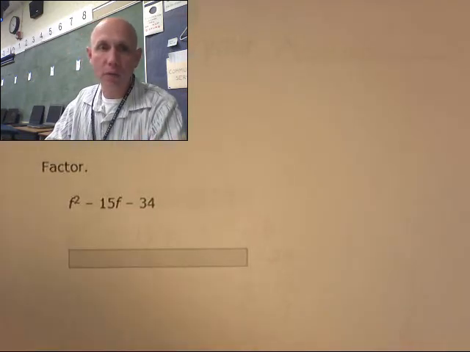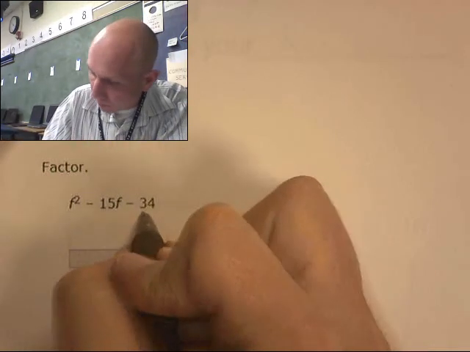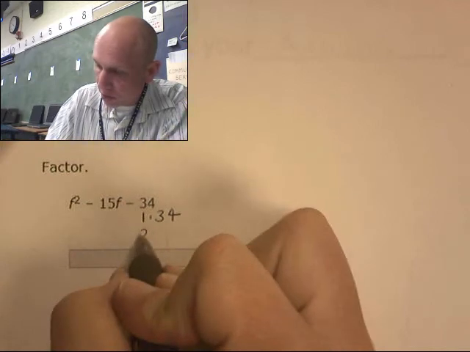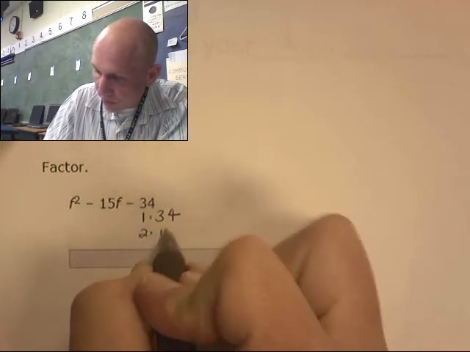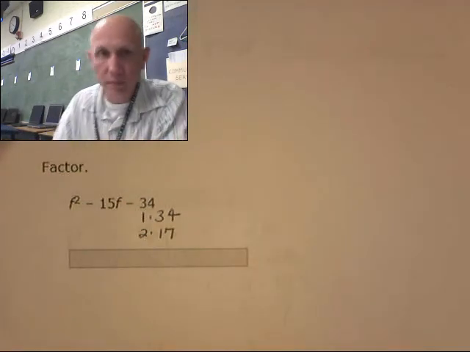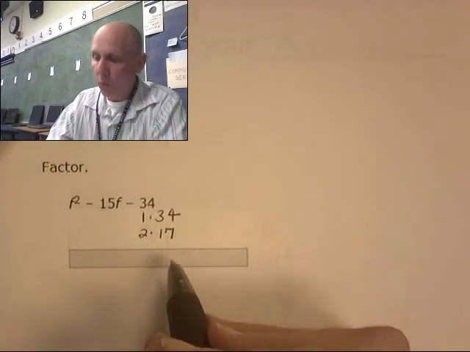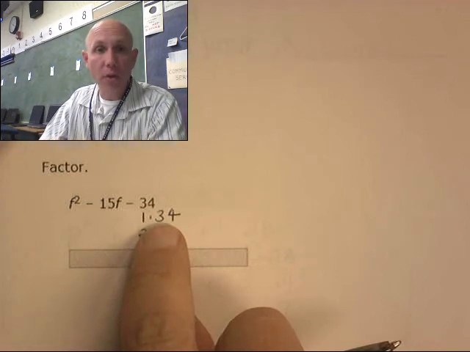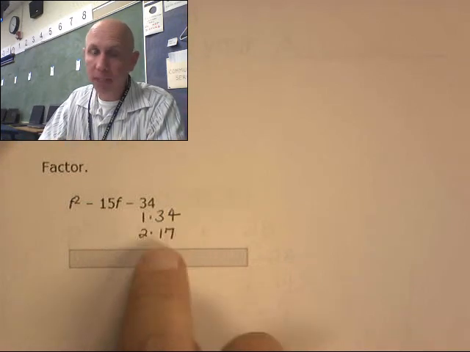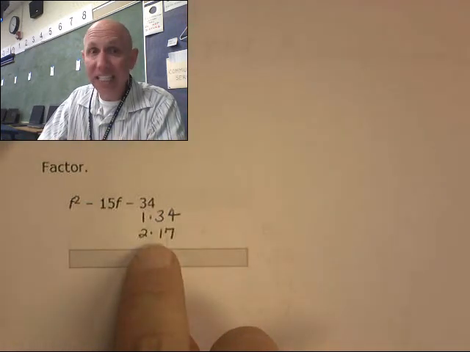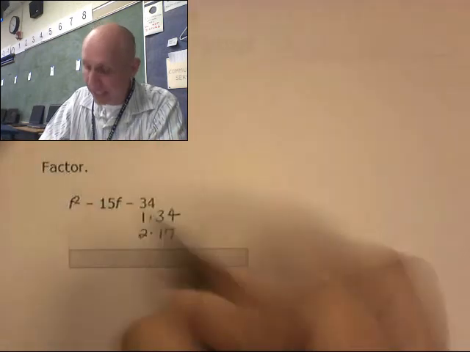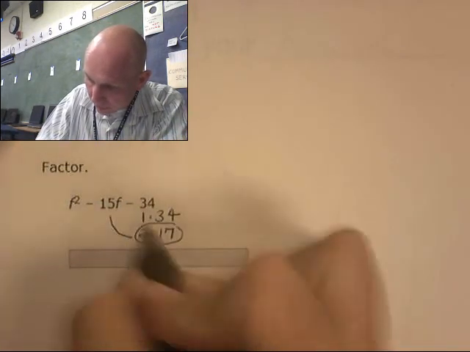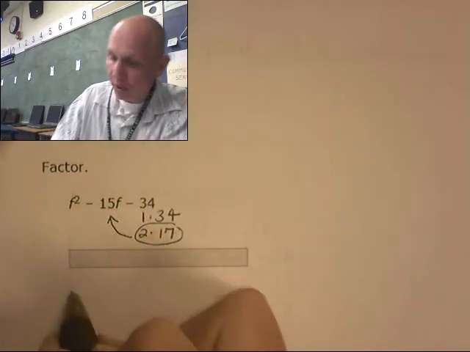Right, let's start with this 34. What makes a 34? 1 times 34. 2 times 17. Okay, which one can get me to a 15? This gets me to a 35 or a 33. That's not good. This gets me to a 19 or a 15. It's this pair right here. Okay, let's put it together.